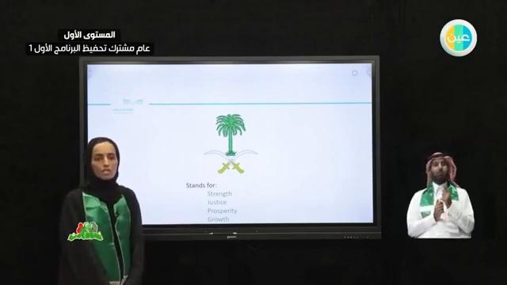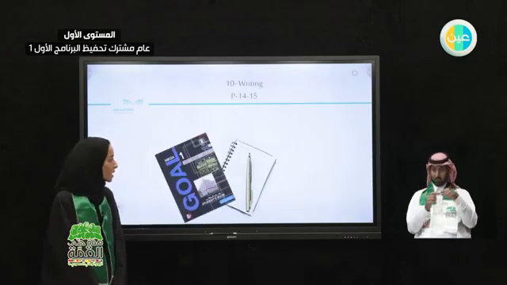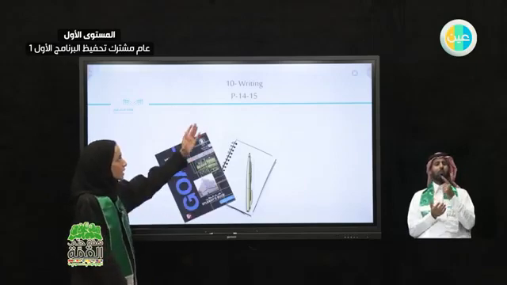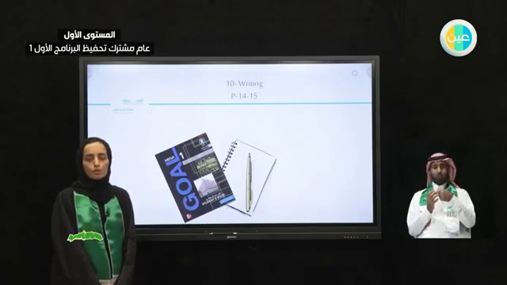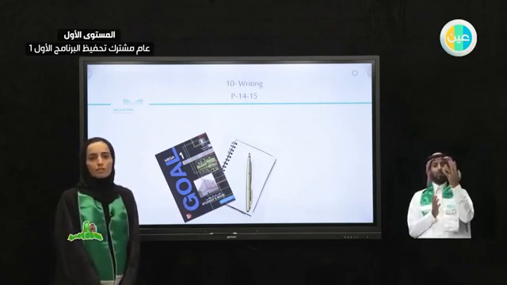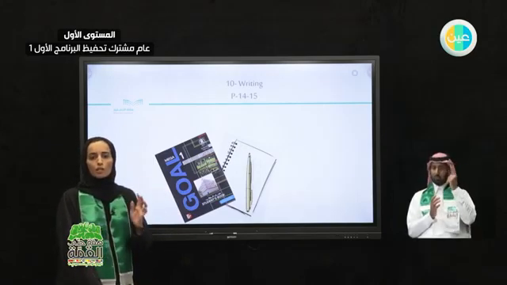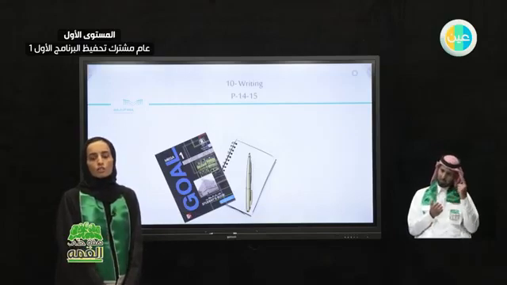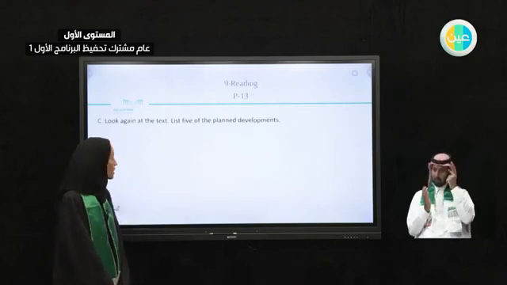Okay, so this is the Saudi emblem or the logo. In our lesson today, it's going to be a writing lesson on pages 14 and 15 in your student books. You have the idea behind the whole unit, which is the idea of changes, big changes, and we're going to write today about this idea.